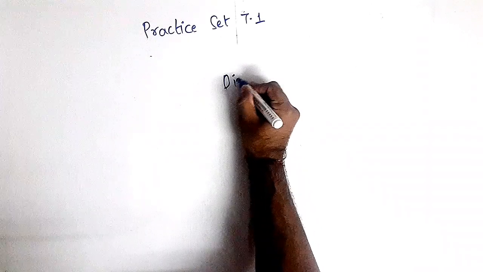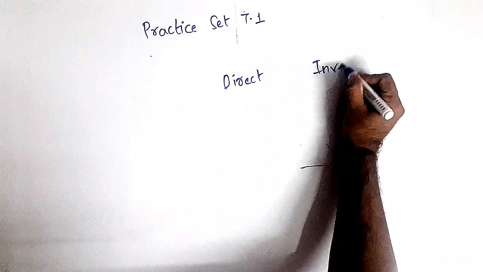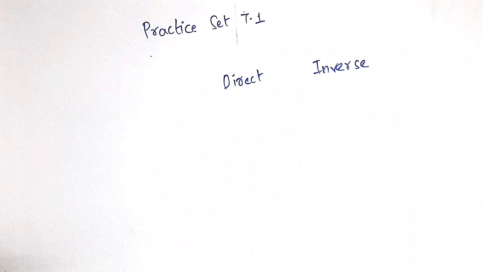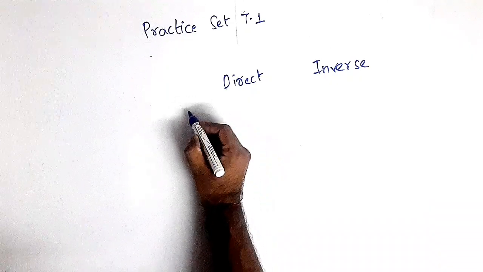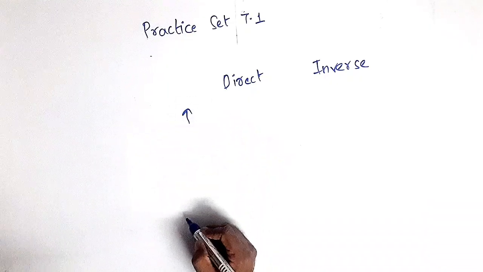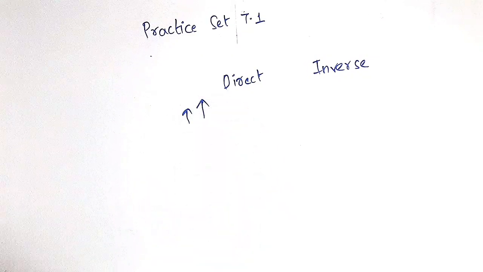So today we'll be starting with practice set 7.1, but before we start variation, two things should be clear to you: what is direct variation and what is inverse variation. Direct variation is something when one quantity increases, the other also increases.